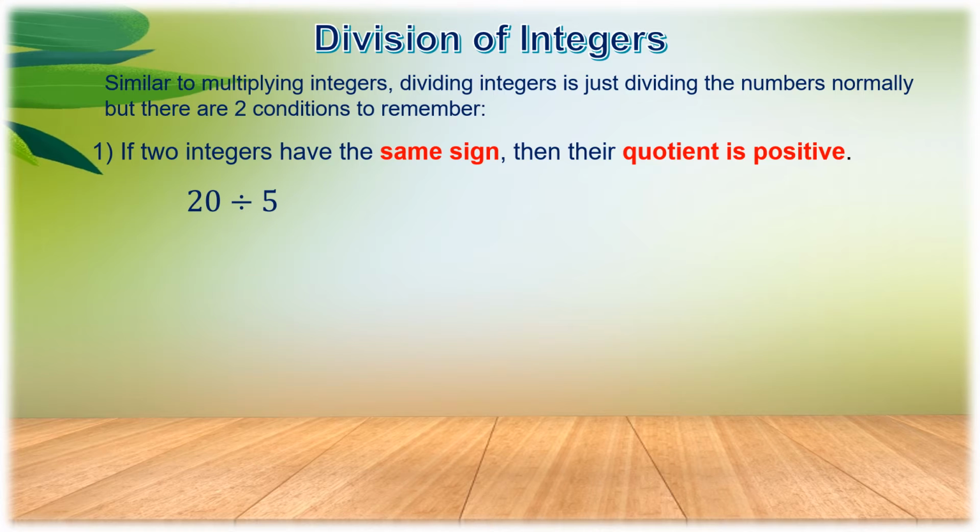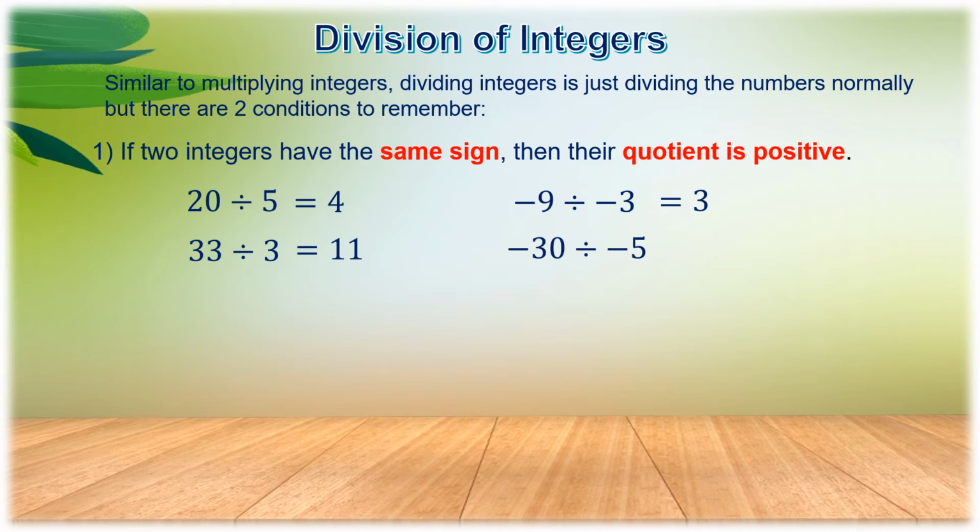Supposing we have 20 divided by 5, they are both positive, so 20 divided by 5 would be equal to positive 4. How about negative 9 divided by negative 3? Both of them are negative, so therefore we will have positive 3. How about 33 divided by 3? Correct. It will be equal to positive 11. How about negative 30 divided by negative 5? Correct. It would be equal to positive 6.